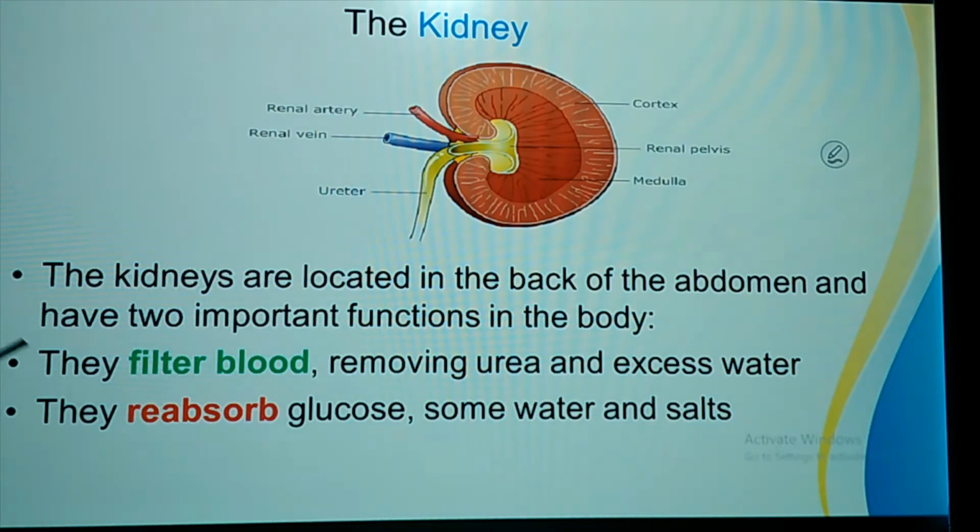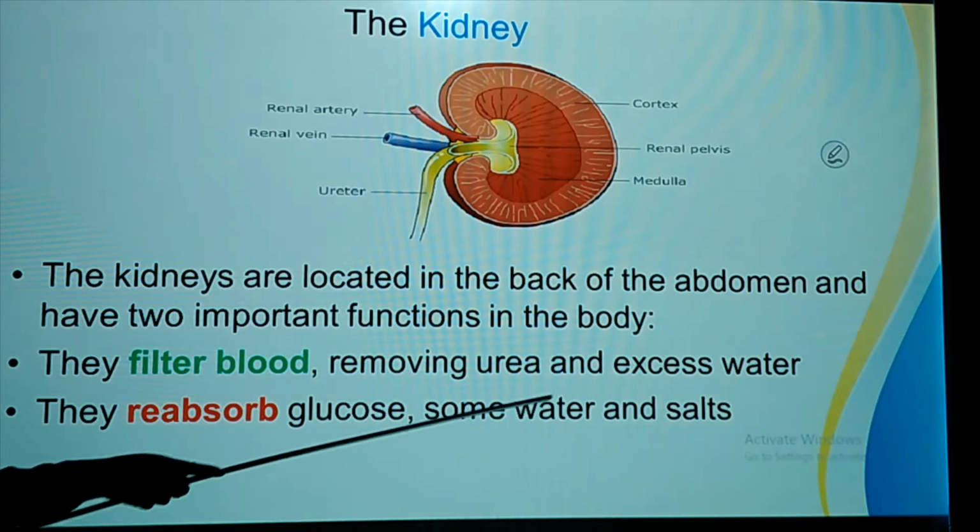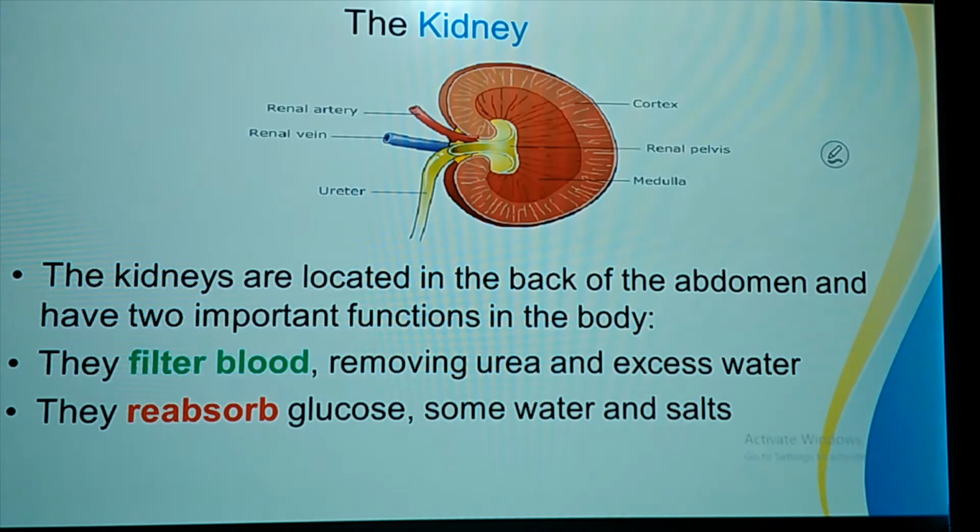The kidneys are located at the back of the abdomen and have two important functions in the body. Number one, the kidneys filter blood, removing urea and excess water. Number two, they reabsorb glucose, some water and salt. So if the question says name the two important functions of the kidney, you can say filtration and reabsorption. That means filter blood and reabsorb glucose, some water and some salts.